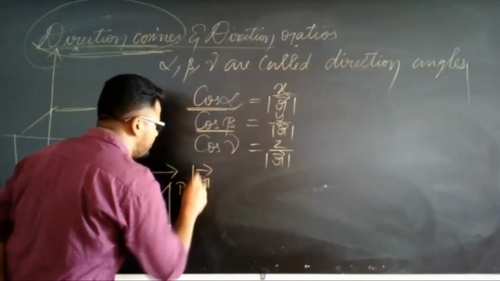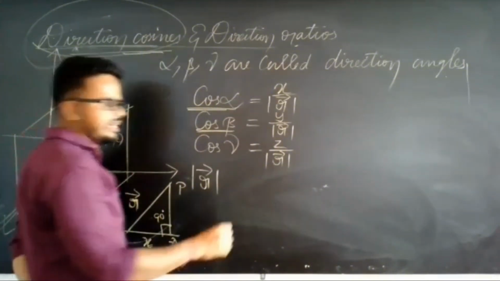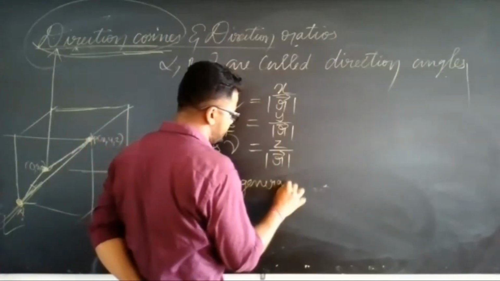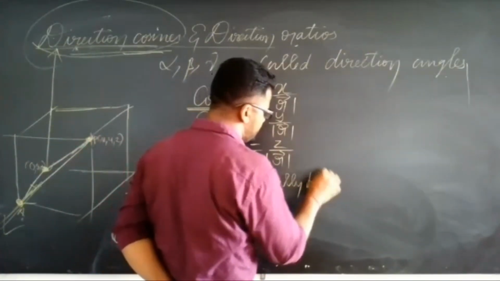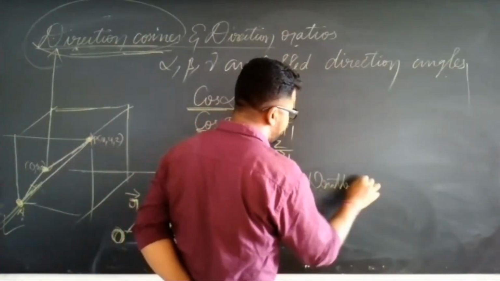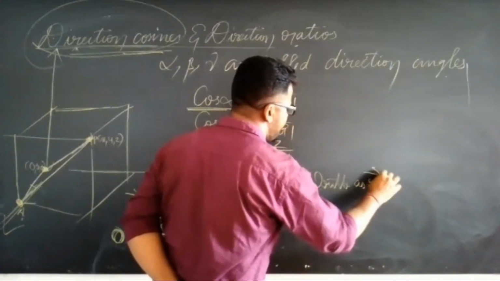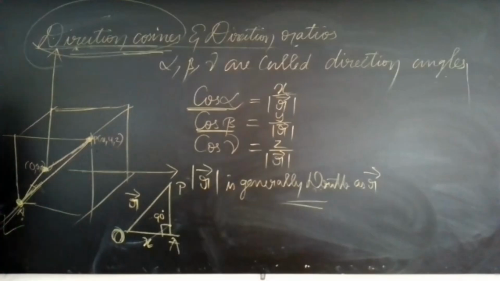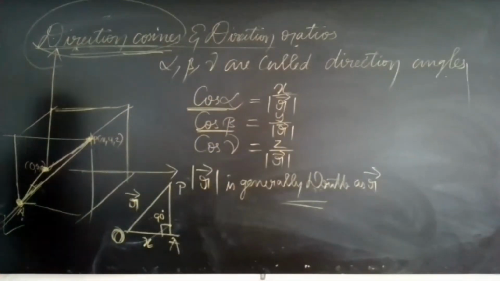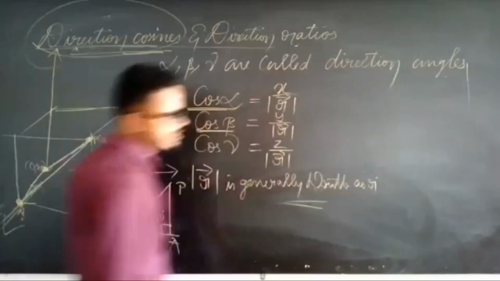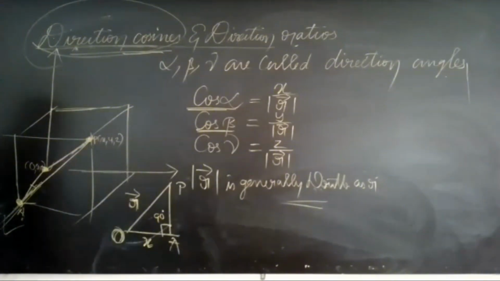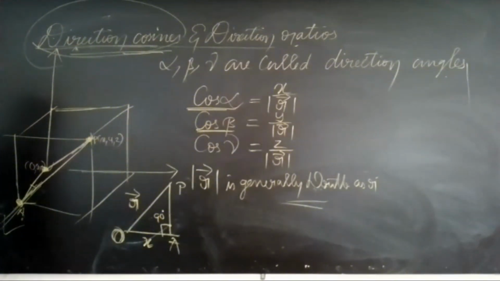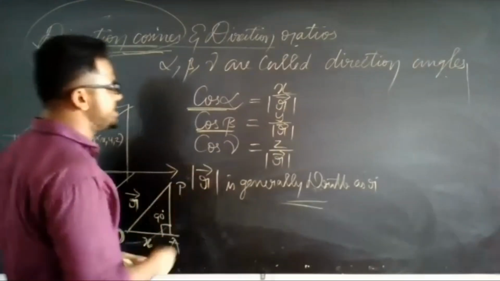So here what we will do now? The modulus of vector R is generally written as just R. Cap also no need. Just we shall write that as R. Now it is difficult to mention, no.